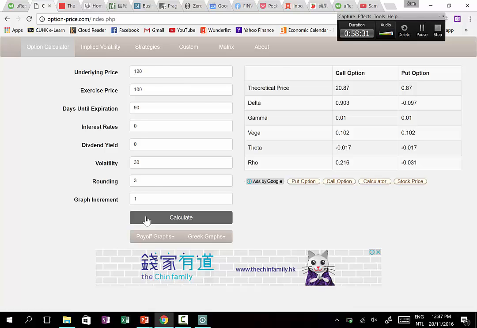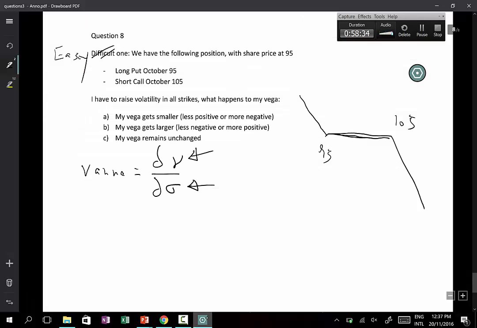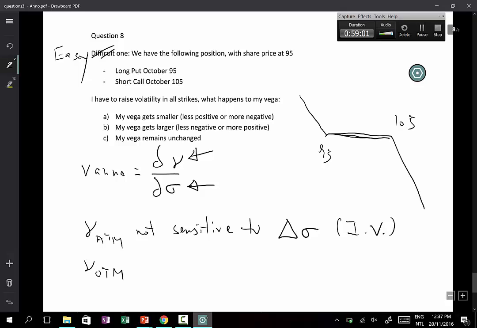Okay? So my message to you is this. The vega of an at the money option is not sensitive to change of implied vol or sigma, okay, IV, but the vega of out of the money options is sensitive to the change of the implied vol. Are you with me there?